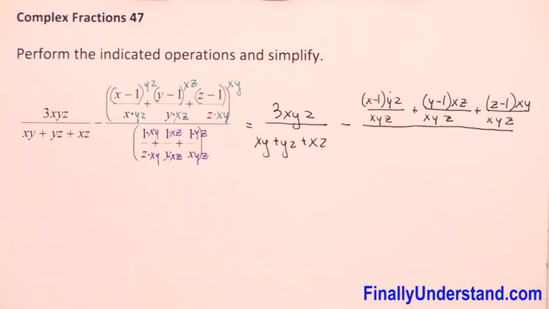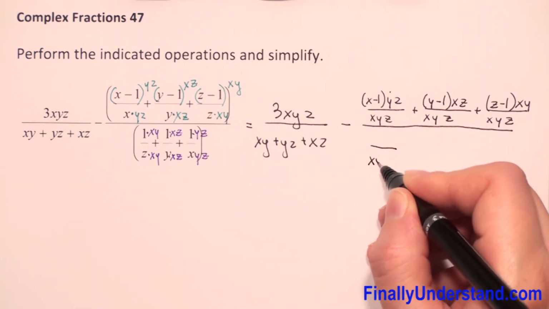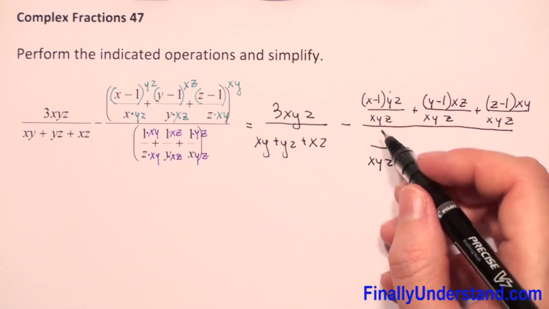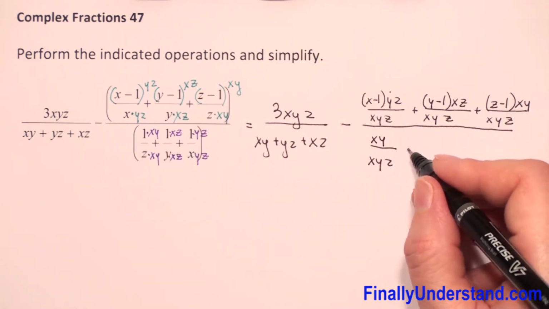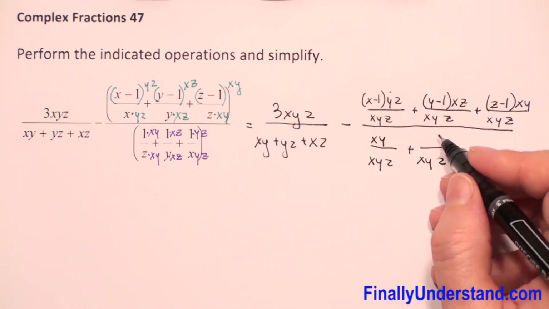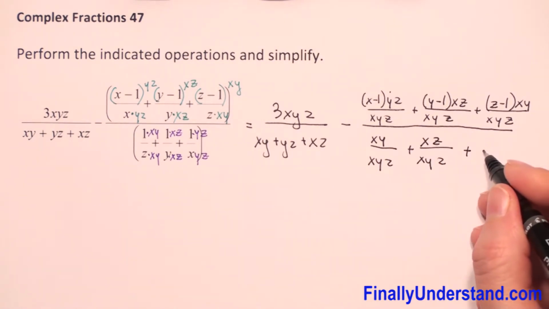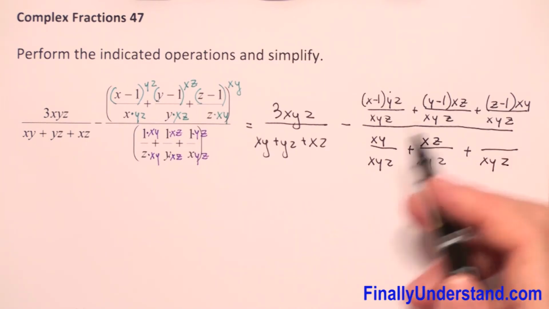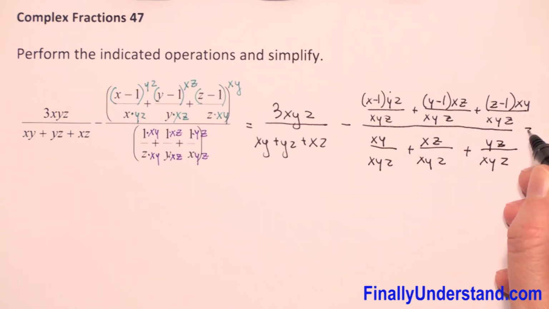So now I will have in the denominator xyz. I just put x, y, z in alphabetic order, and in the numerator 1 times xy is xy. Next we have plus xyz, 1 times xz is xz, and we have plus xyz in the denominator, and we have 1 times yz is yz. So this is equal.